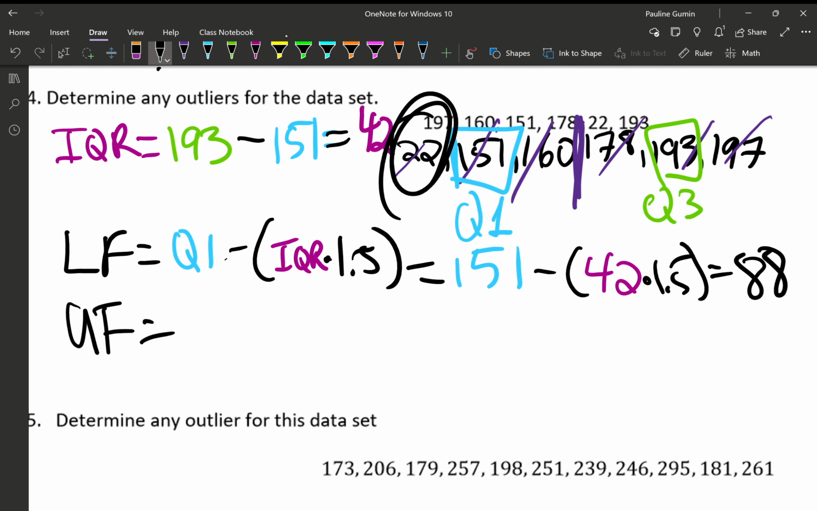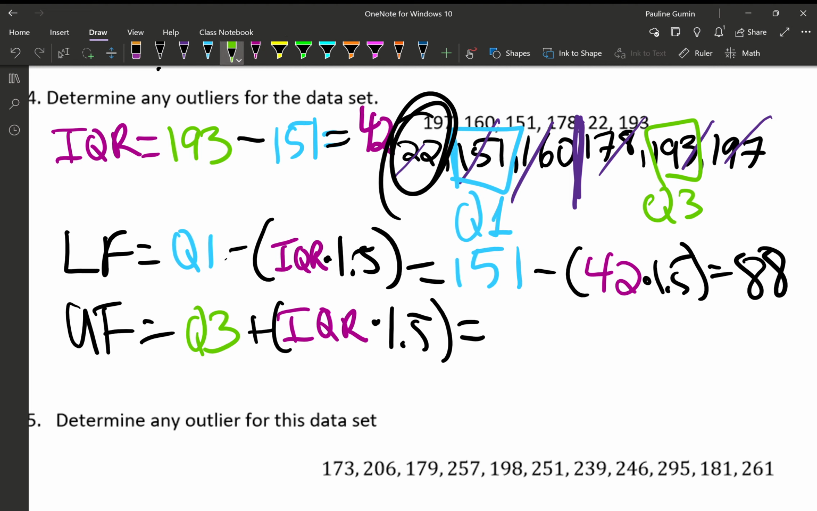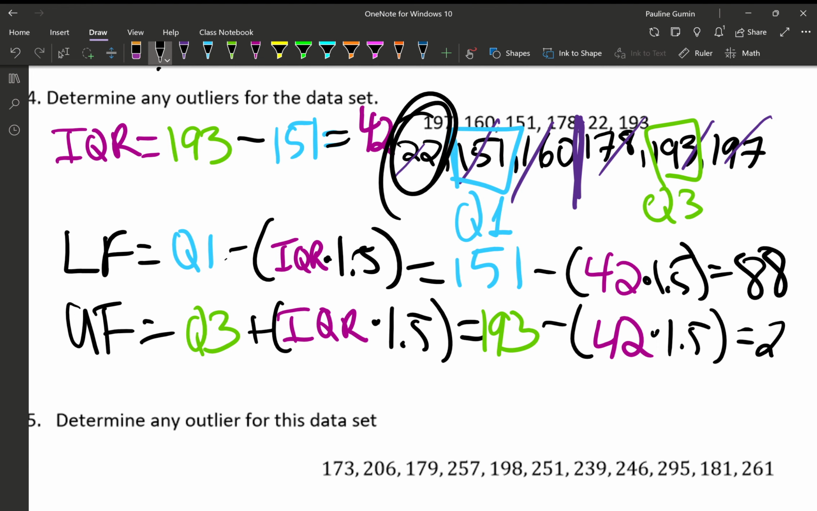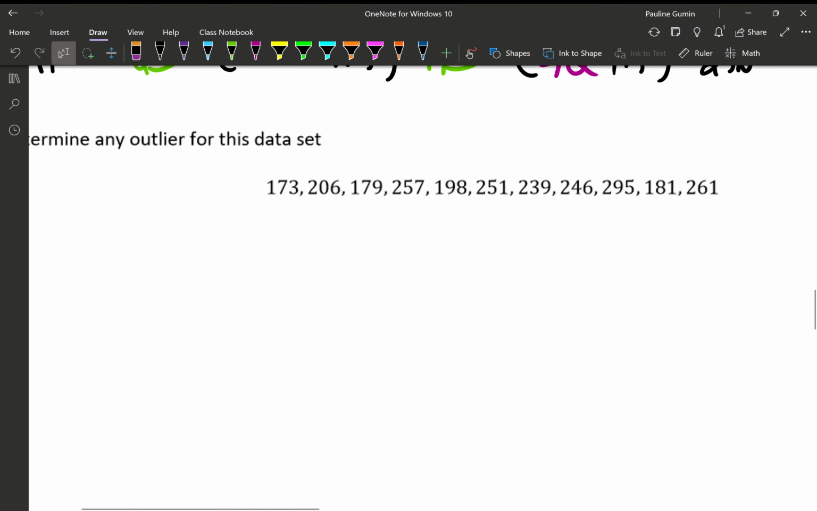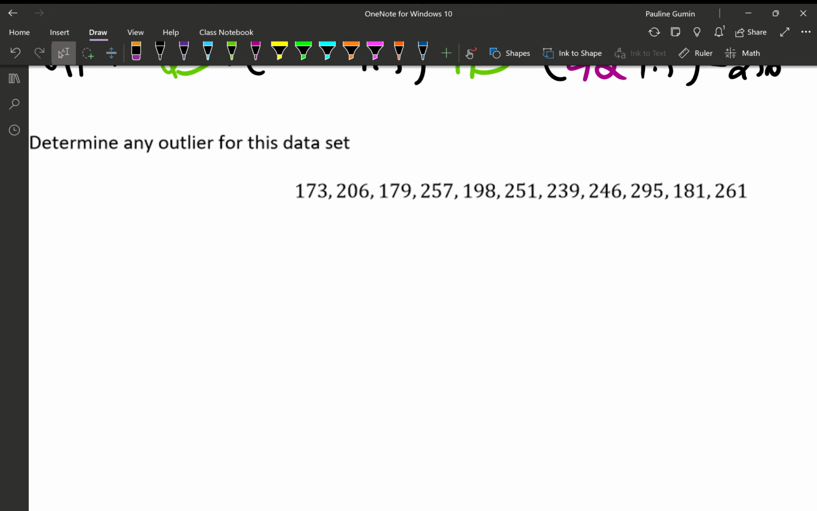Now let's do the upper fence. We're going to do Q3 plus our IQR times 1.5, which is 193 plus 42 times 1.5. Put that into your calculator, 256. Do we have any numbers that are larger than 256? Absolutely not. So we're done with that problem. Okay, number 5. Once again, we've got to organize this data in order to do anything with it. So here we go.